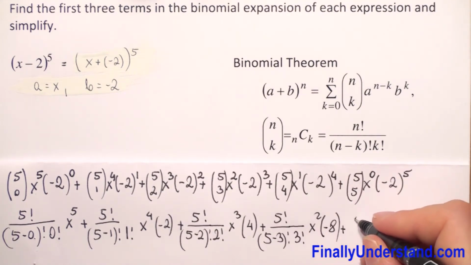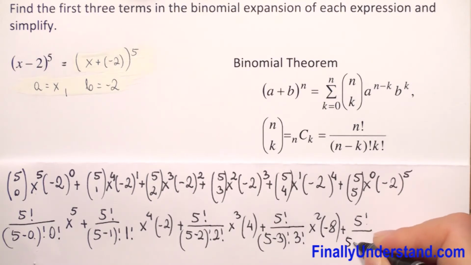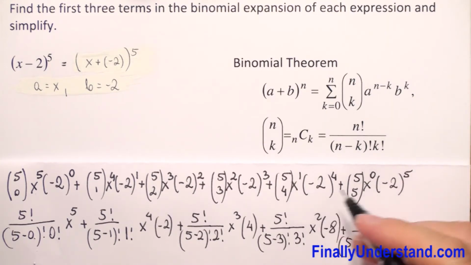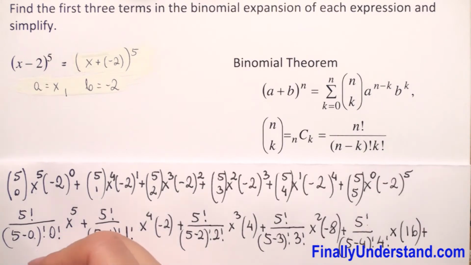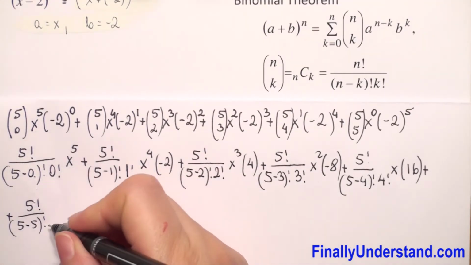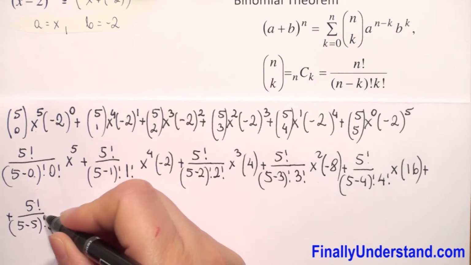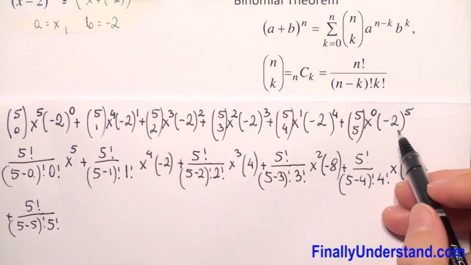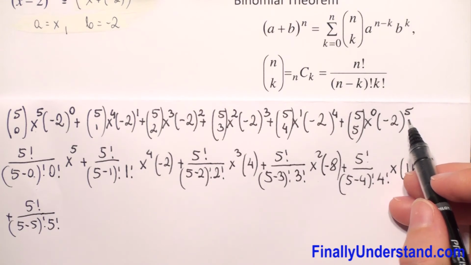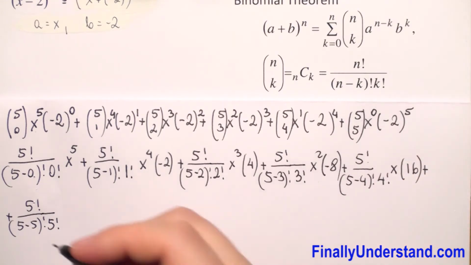And we have plus 5 factorial over (5 minus 4) factorial times 4 factorial, x to the 1st power, so this is x, negative 2 to the 4th power, so this is 16. And the last term we have plus 5 factorial over (5 minus 5) factorial times 5 factorial, and we have x to the 0 power, so it will be 1, we don't have to write it, and negative 5 to the 5th power, so this is negative 32.